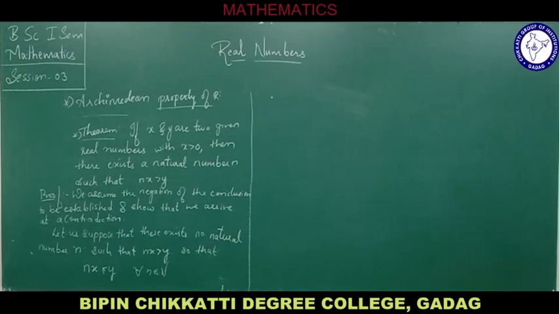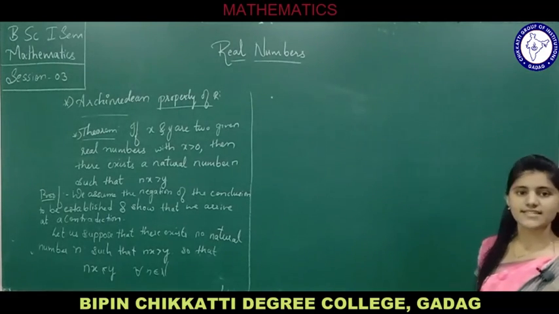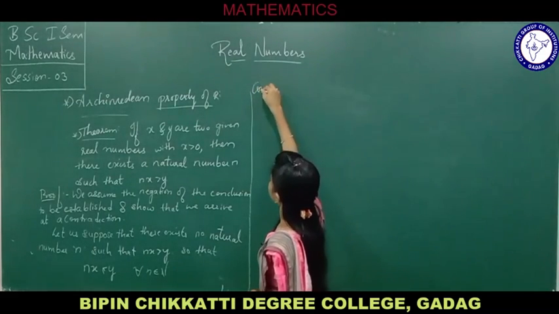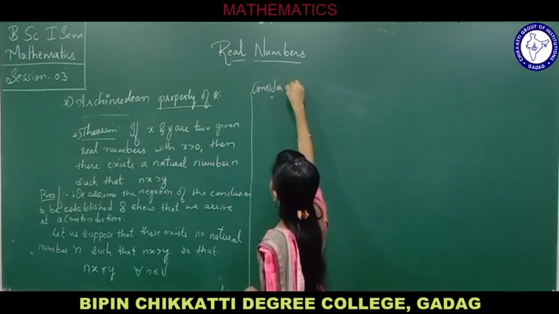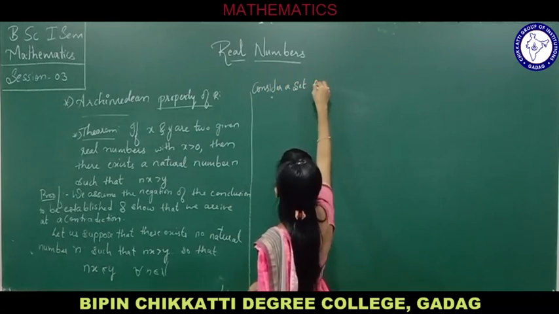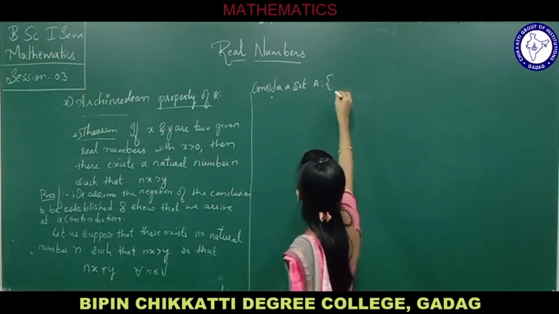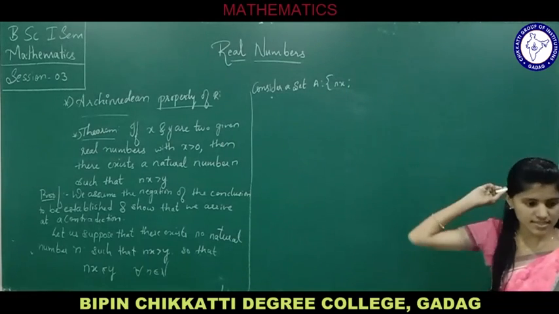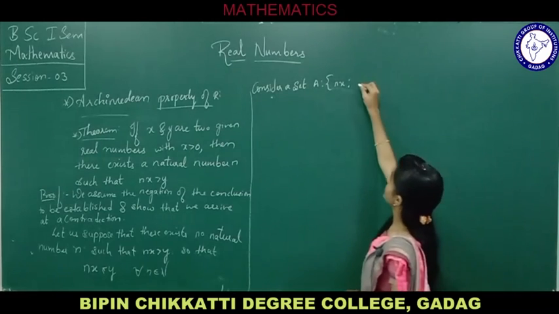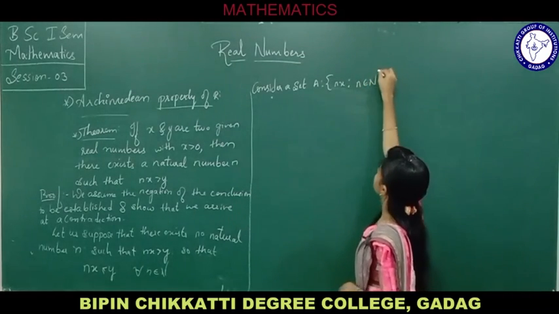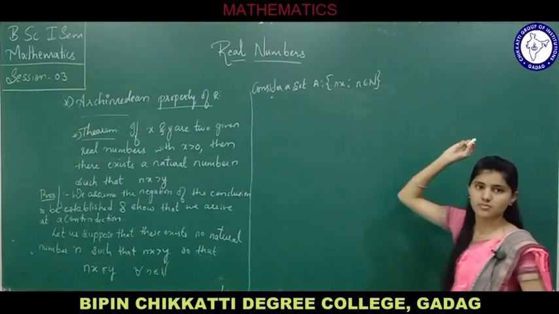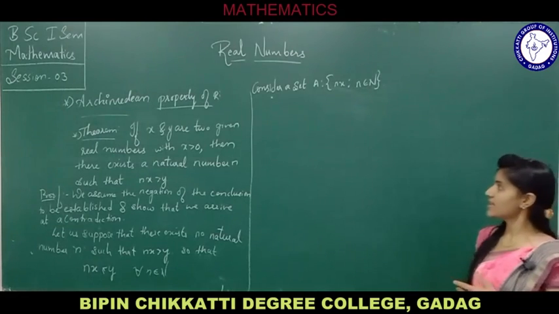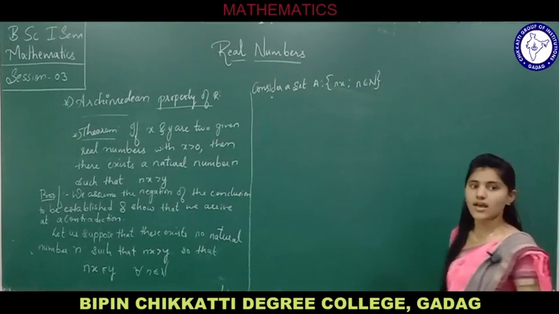If so, now what we are going to consider? We are going to consider a set A such that A is equal to n into x such that n belongs to this set of natural numbers. Once we have considered this set, the set A is in accordance with our assumption.